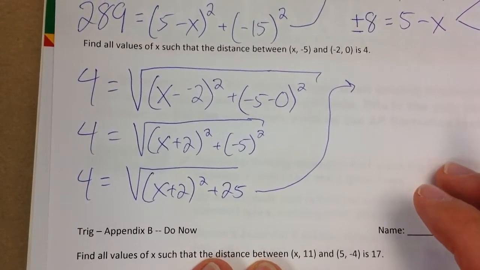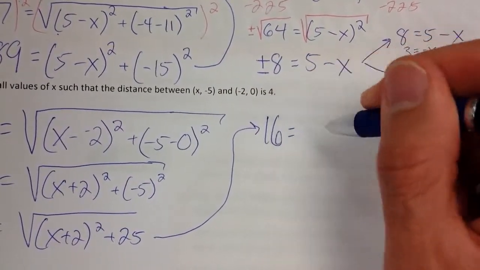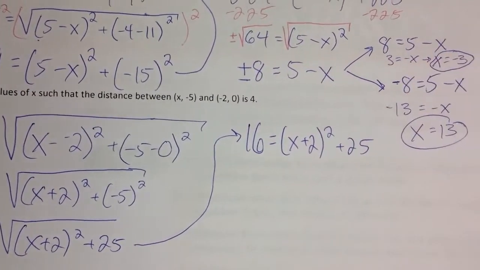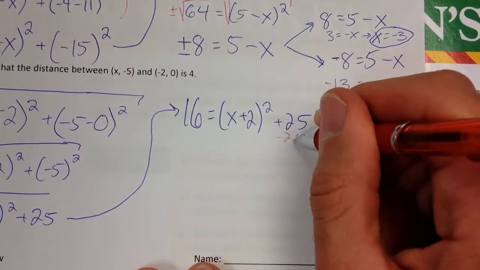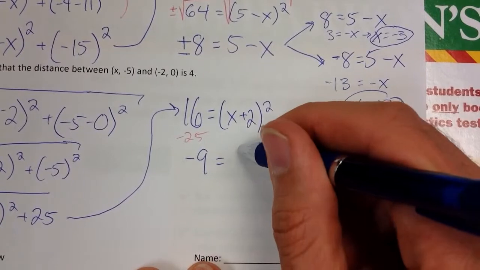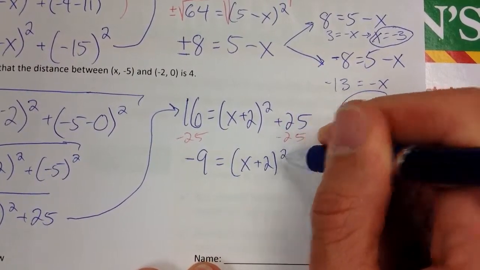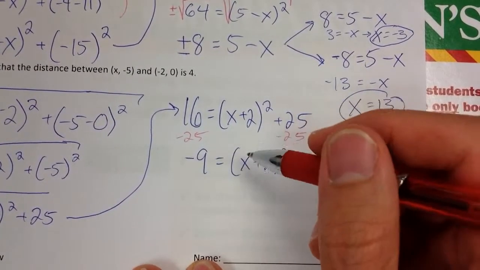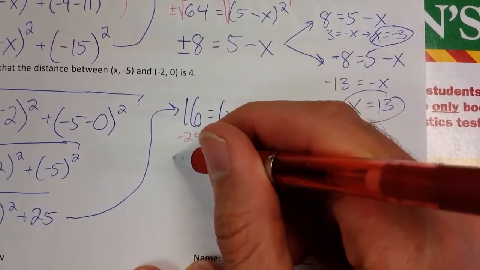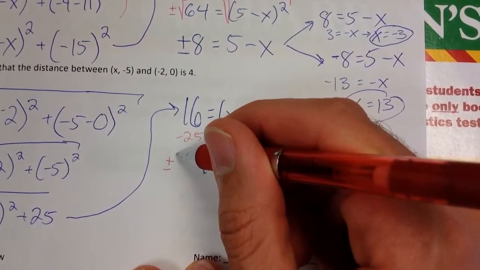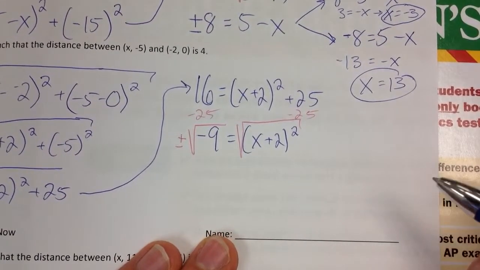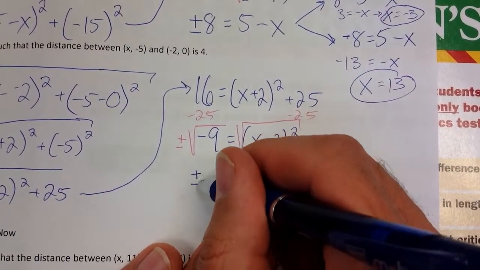And then I will square both sides. So I get 16 equals the quantity x plus 2 squared plus 25. I then subtract 25. And I get negative 9 equals the quantity x plus 2 squared. The only way that you can square a number and get a negative is if this is imaginary. But you can go ahead and try to square root. So if you want to be technically accurate, it's plus or minus 3i.